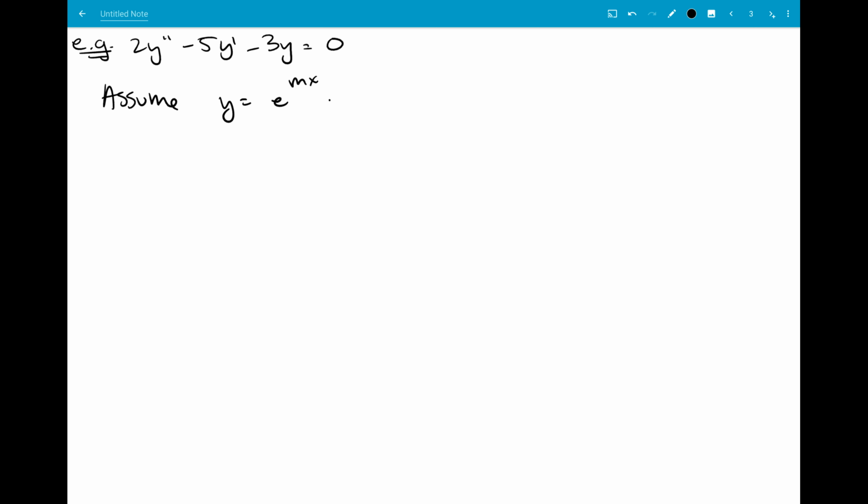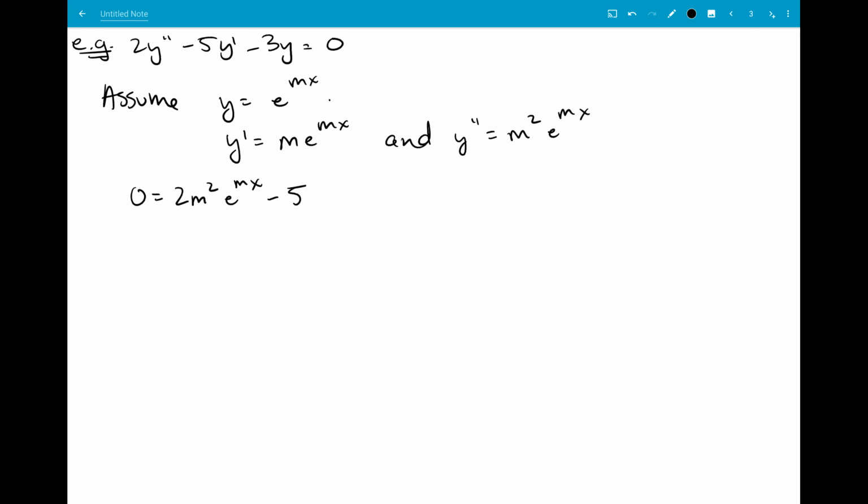Then we know that y prime is m e to the mx, and y double prime is m squared e to the mx, just by taking derivatives of an exponential. And so if we want this to be a solution to the differential equation, we're going to have that 0 is equal to, let's see, 2 times y double prime, so 2m squared e to the mx, minus 5y prime, 5m e to the mx, minus 3y, 3e to the mx.